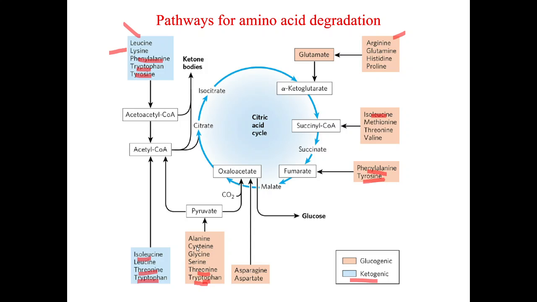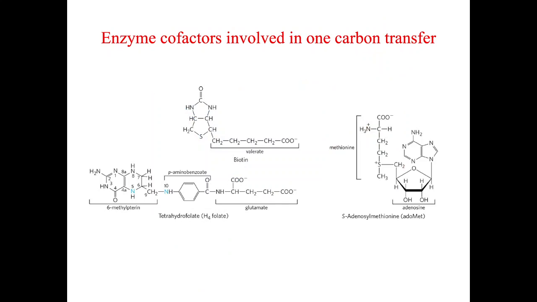Leucine is also not found among the glucogenic, so this is also strictly ketogenic. That is how the amino acids get their names as glucogenic, ketogenic, or both ketogenic and glucogenic. Leucine and lysine we can see from here are strictly ketogenic. Some of the blue ones are ketogenic, but some of them can be both. So that is how the pathway of amino acid degradation happens.